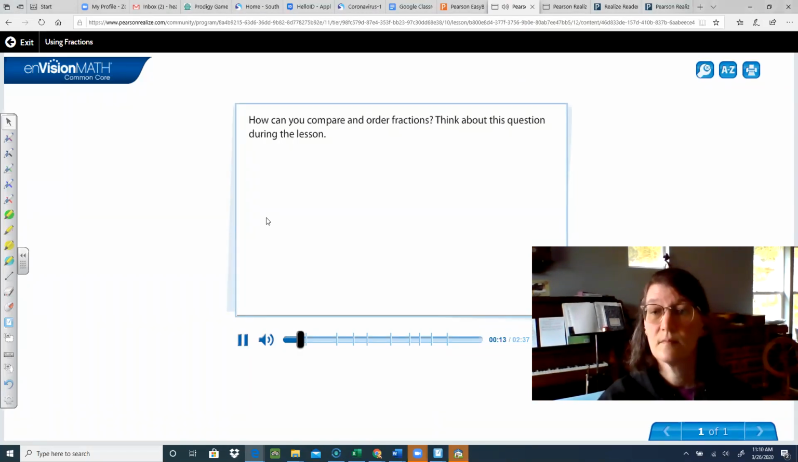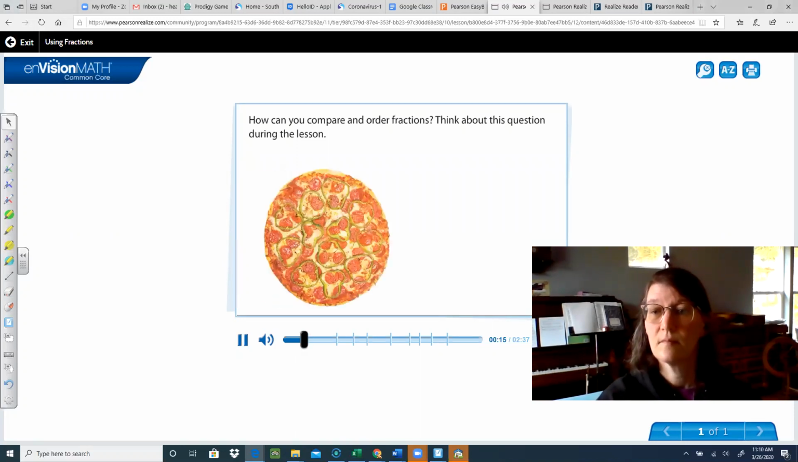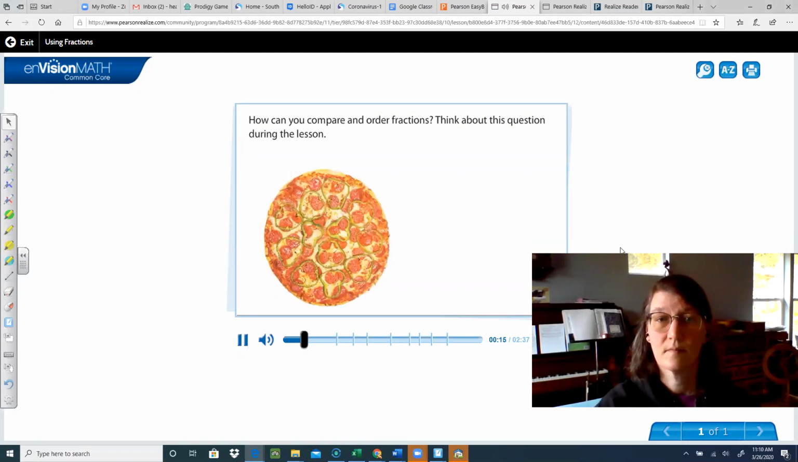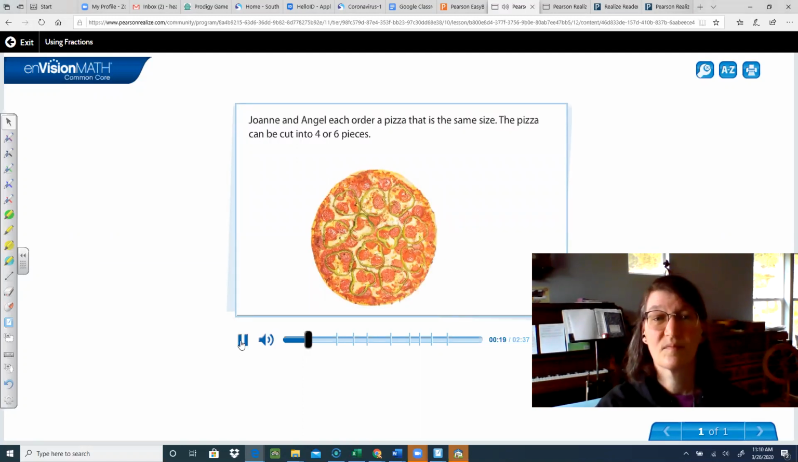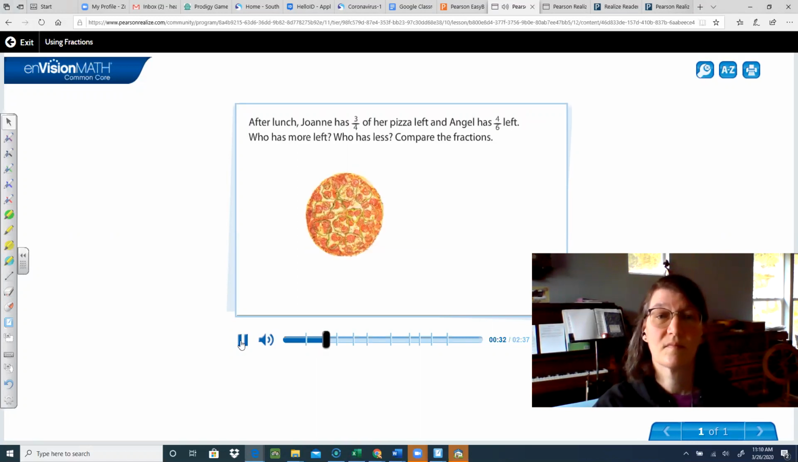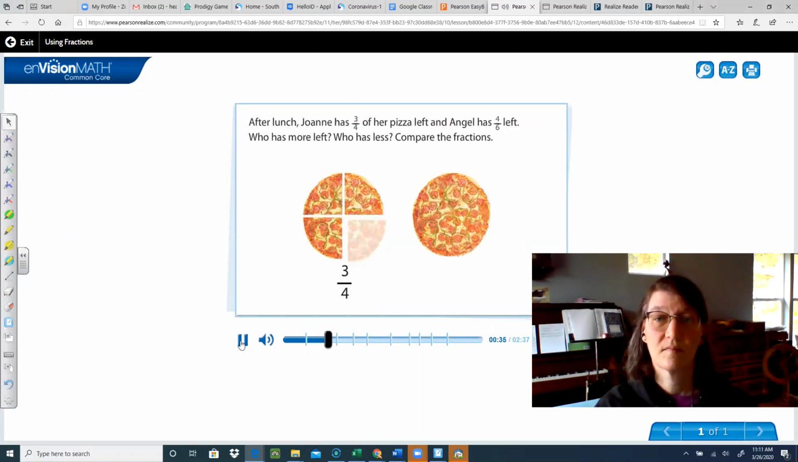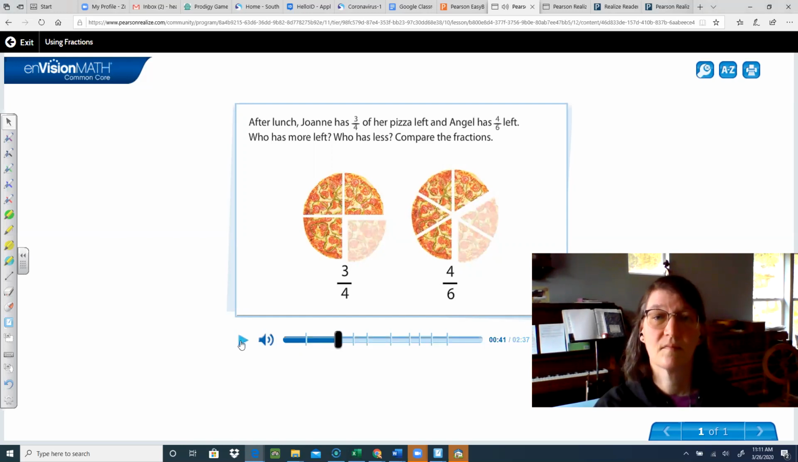Compare and order fractions. Think about this question during the lesson. Joanne and Angel each order a pizza that is the same size. The pizza can be cut into 4 or 6 pieces. Joanne has 3/4 of her pizza left. Angel has 4/6 left. Who has more left? Has less. Compare the fractions.